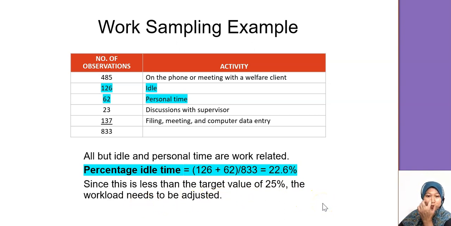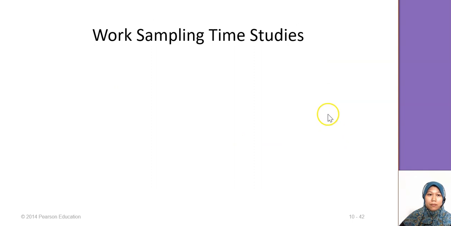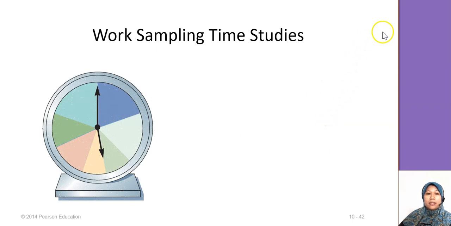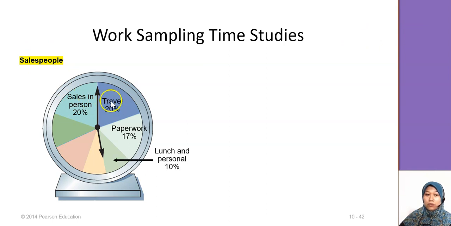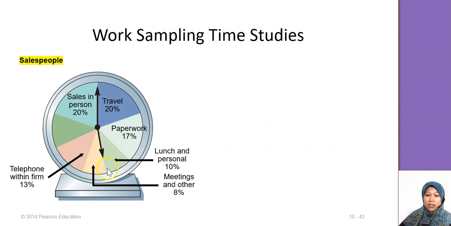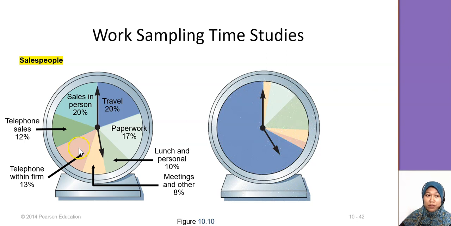So maybe they need to reduce or add more of certain activity. Alright, these are the samplings of work study. If we compare the salesperson, they're doing sales, lots of traveling, and paperwork. Lunch and personal, meetings and others, and then on the phone. Most of the time they're on the phone.